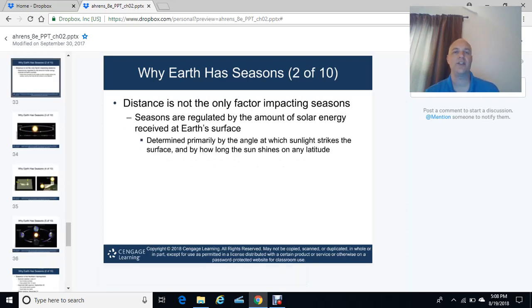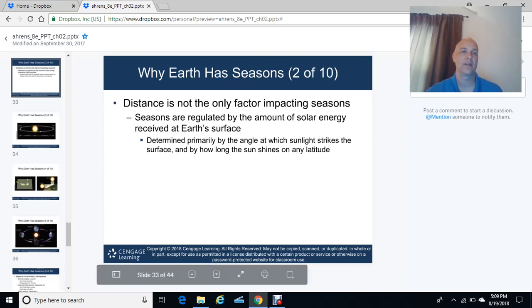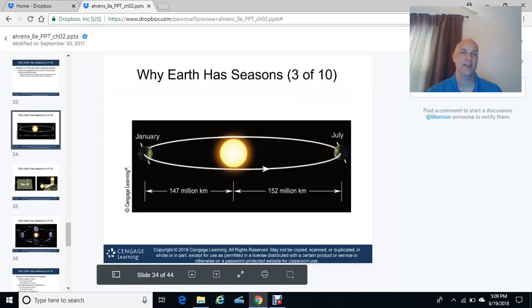Distance is not the only factor impacting the seasons, as I just mentioned. The seasons are regulated by the amount of solar energy that's received at the Earth's surface. And again, this is exactly what I just covered. The solar energy received at the Earth's surface is determined primarily by the angle at which sunlight strikes the surface and by how long the sun shines at any particular point of latitude on the Earth's surface. So think sun angle here.